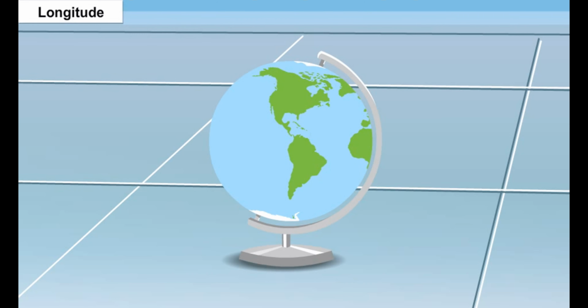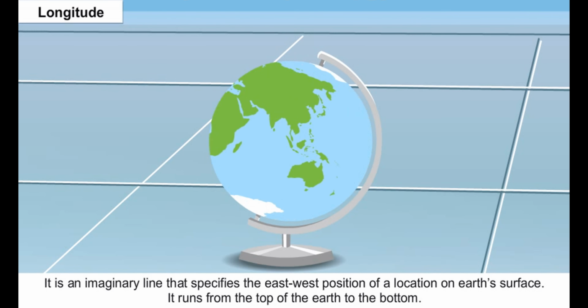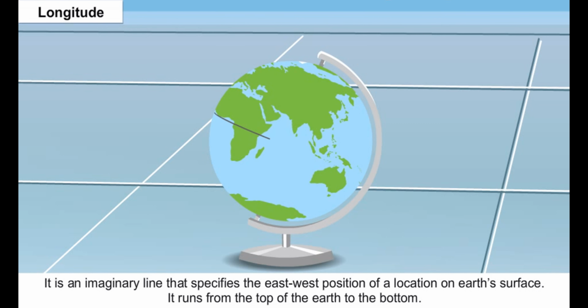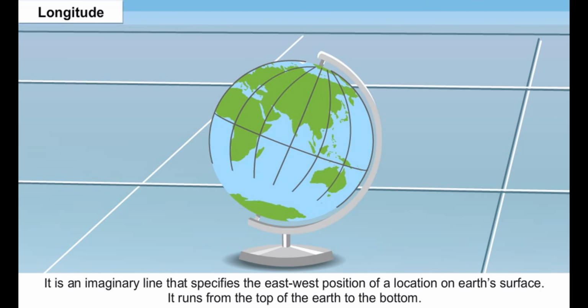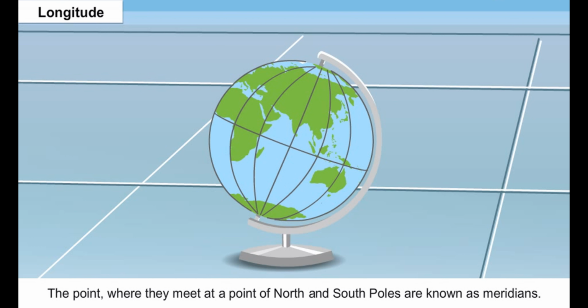Longitude. Longitude. It is an imaginary line that specifies the east-west position of a location on Earth's surface. It runs from the top of the Earth to the bottom. The point where they meet at a point of north and south poles are known as meridians.